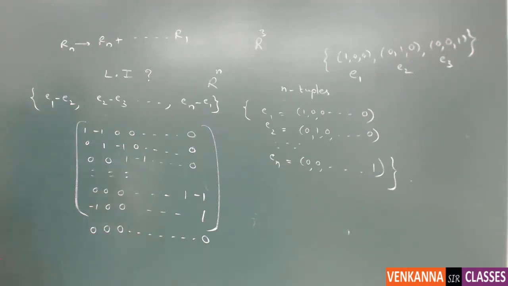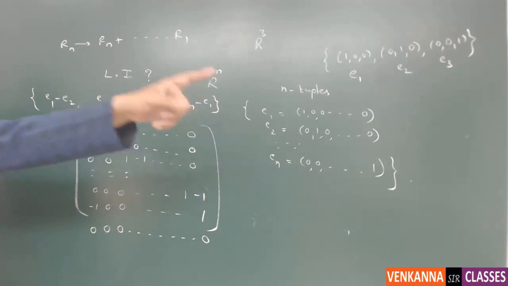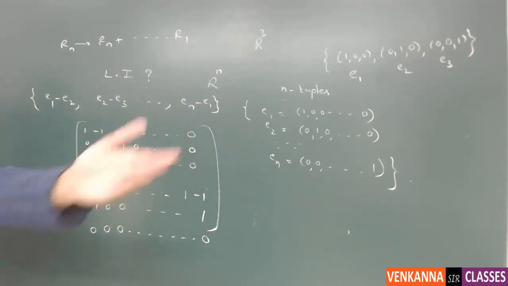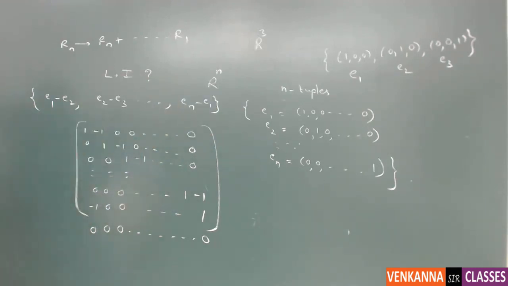Why not? Because whatever n tuple you take, x1, x2, so on, xn, you will be able to write it as a linear combination of these vectors. It is possible to say. Among these vectors, you have one vector which is dependent. That is what we are removing. That's it. Fine. Okay. So can I take the other one, please?